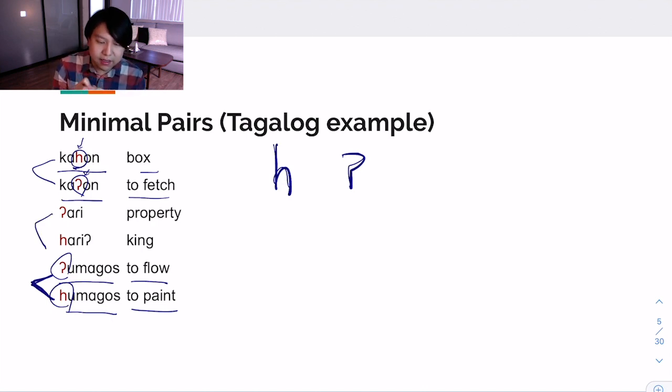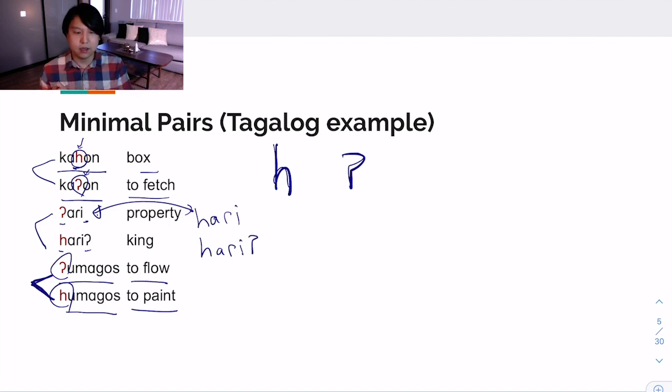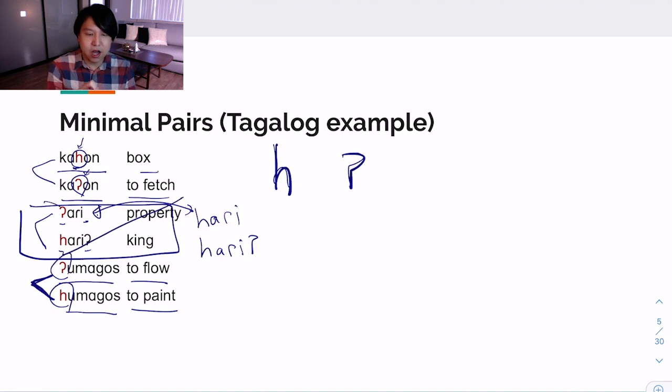What about this? Ari and hari. They are not a minimal pair of these two sounds because they don't sound the same except one. They're different in two positions. So if there is a minimal pair that corresponds to ari, it should be hari. You got it? So this set of examples is not a minimal pair, while these are.